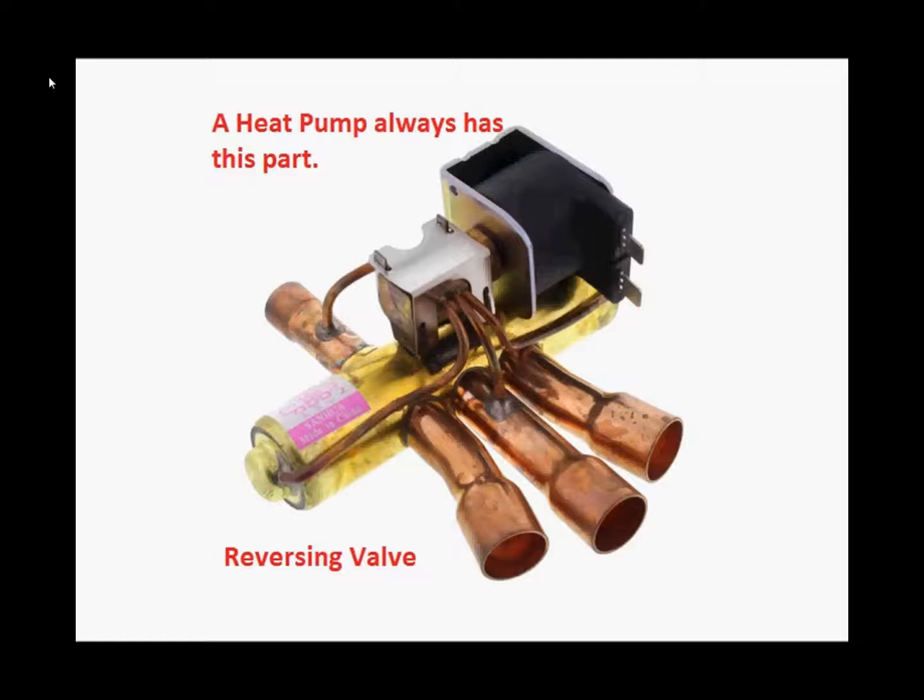And the reversing valve is what I am calling the unicorn's horn. It is very distinctive, as you can see in this slide. A heat pump always has one. It almost looks like some sort of a mechanical heart. It's a junction where four copper pipes come together, and then it has this big long tube right here, and then it has this magnetic coil on top. And sometimes looking down in the heat pump, you can actually see this thing.